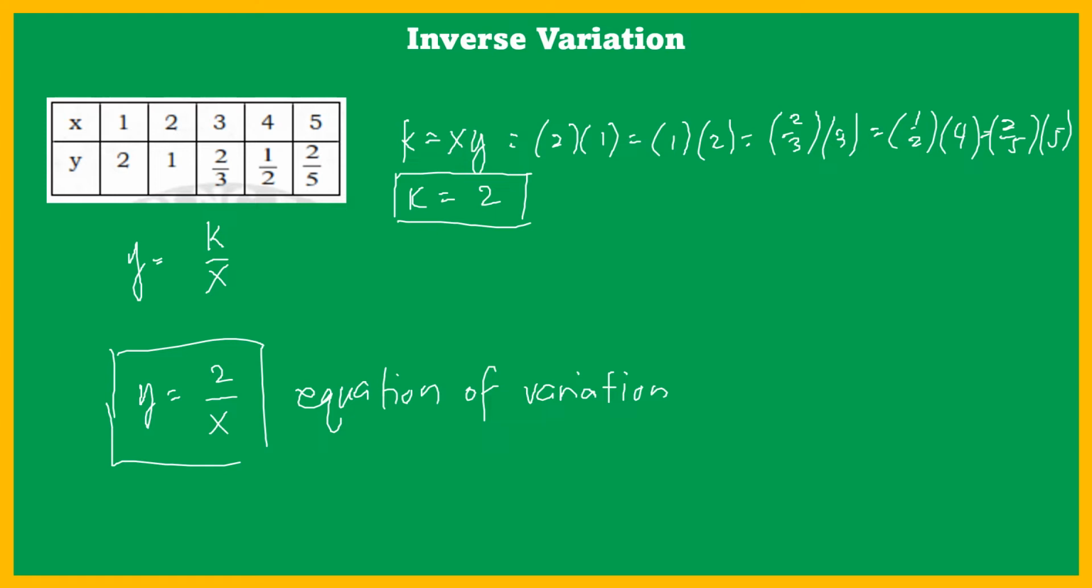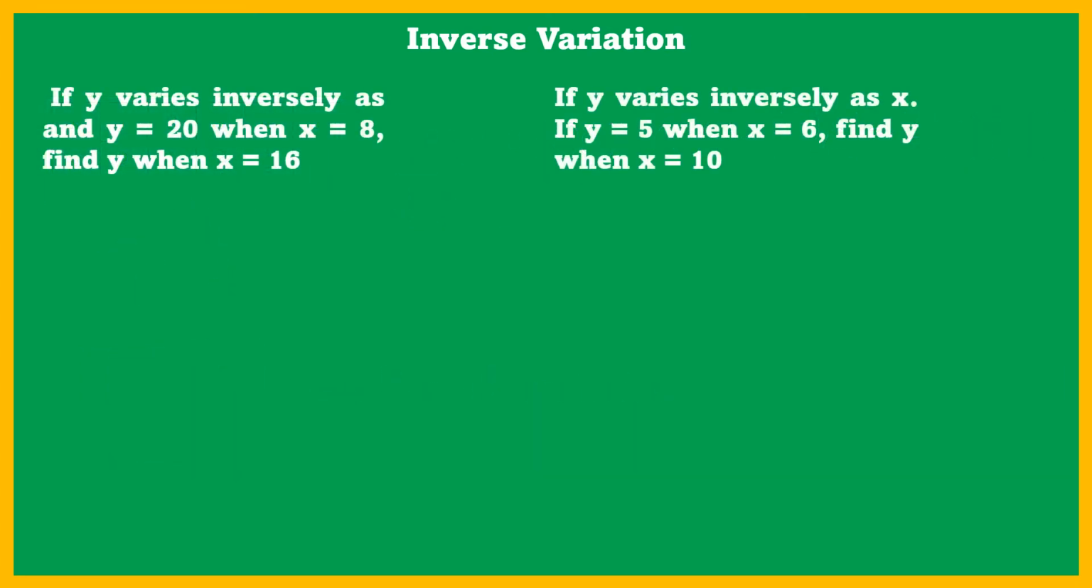Okay? So, let us apply this knowledge in solving problems. Diba? So, in this problem, number 1: if y varies inversely as x and y is equal to 20 when x is equal to 8. So, this is y varies inversely as x and y is equal to 20 when x is equal to 8. Find y when x is equal to 16.